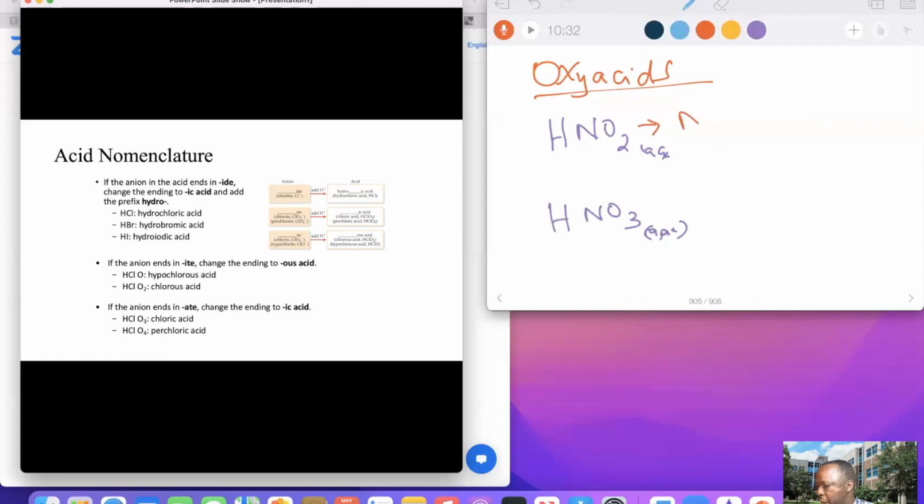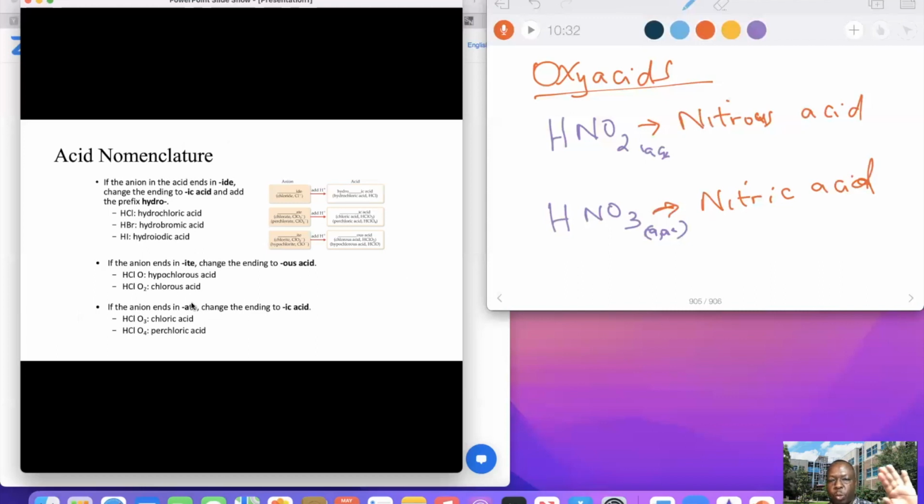This is nitric acid. No, nitrous, OUS. This is nitrous. All right. This is nitrous acid. And then this is nitric acid. We have nitric acid. Pay attention to ATE, ITE.